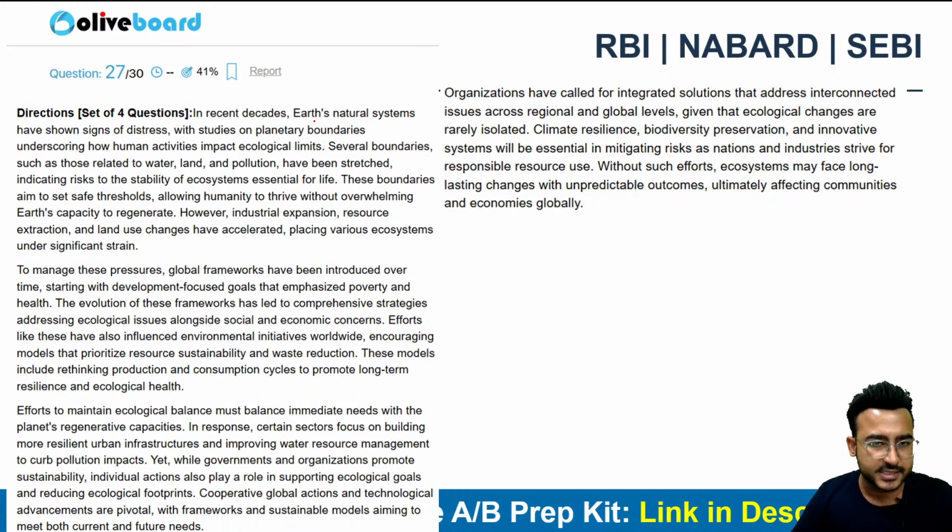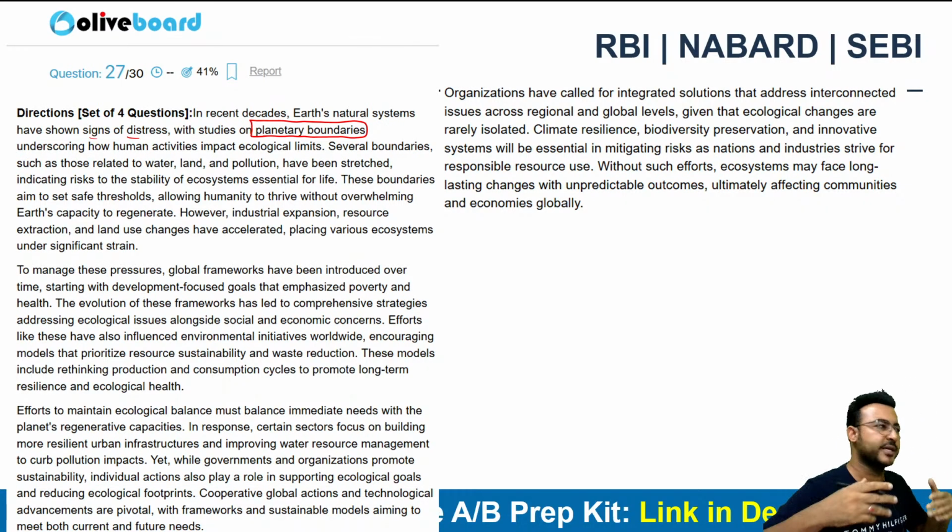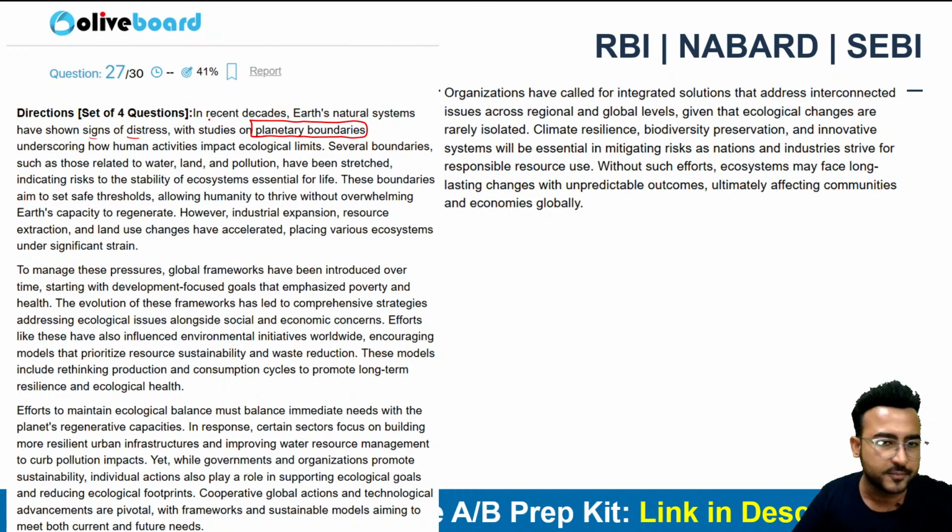In recent decades, Earth's natural systems have shown signs of distress with the studies on the planetary boundaries. I'll be marking the keywords while reading. Planetary boundaries. There should be some boundaries, right? We cannot exploit the environment or Earth the way we want to. There should be boundaries. So that's what planetary boundaries is all about, underscoring how human activities impact the ecological limits.